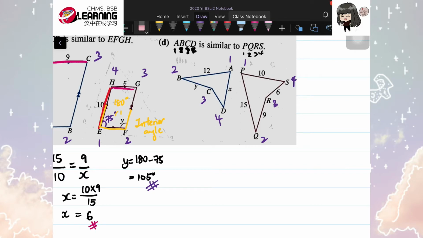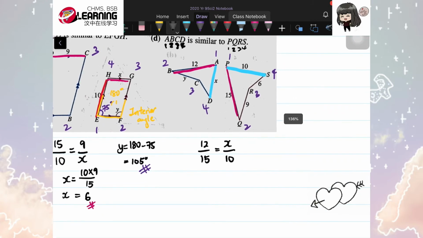When we number them, 1 2 here, you compare with 1 2 over here. So 12 is supposed to compare with 15, the ratio 12 over 15. If we are to find X, AD here is 1 4, which means this 10. So the red one, AB 12 over PQ, which is 15, equals 1 4, which is X over 10. Then we can cross multiply. X equals 10 times 12 over 15. Then we get 8.